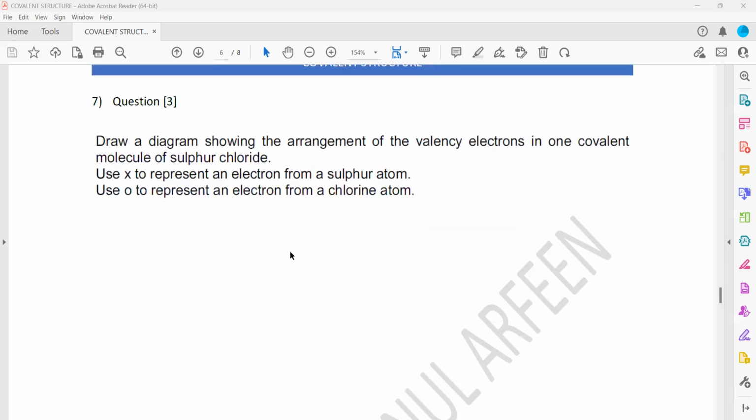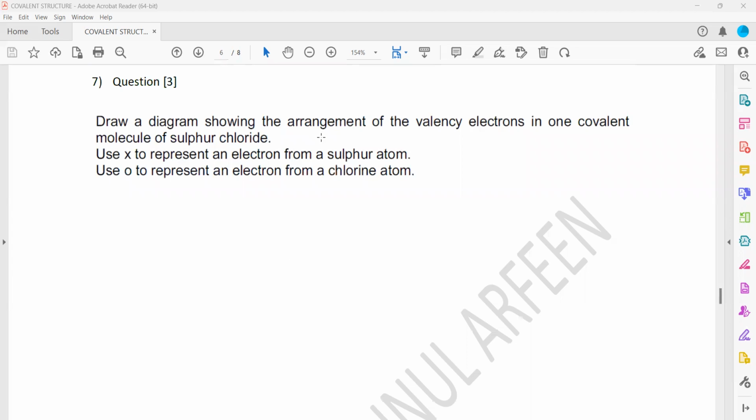Draw a diagram to show the arrangement of valency electrons in sulfur chloride. So sulfur chloride is SCl2, so 1 sulfur and 2 chlorine will be there. Sulfur belongs to group 6, so how many electrons will it share? It will share 2, and unshared will be 4. Chlorine belongs to group 7, so it will share 1 and unshared will be 6. So chlorine shares 1, sulfur shares 1.